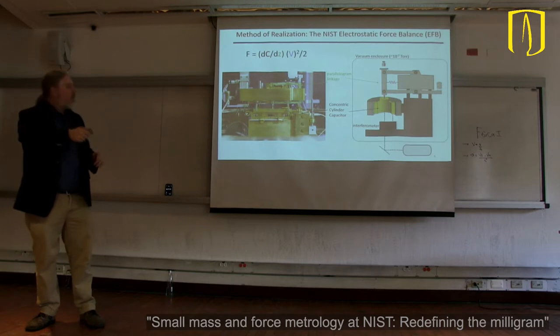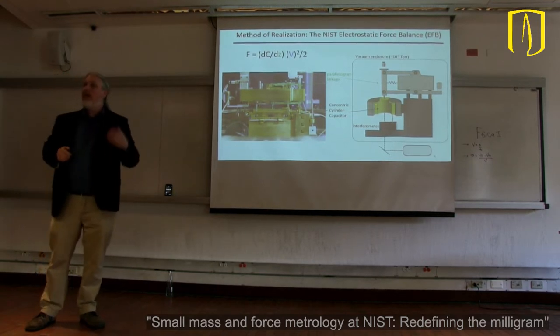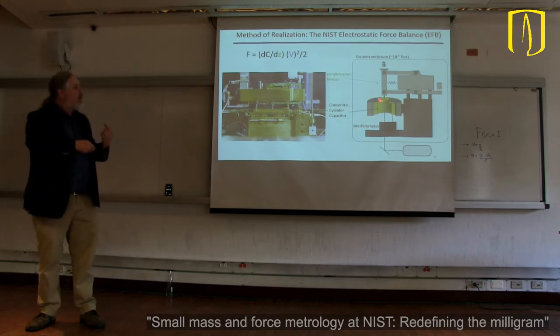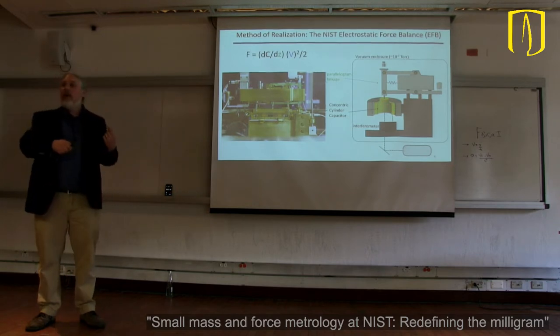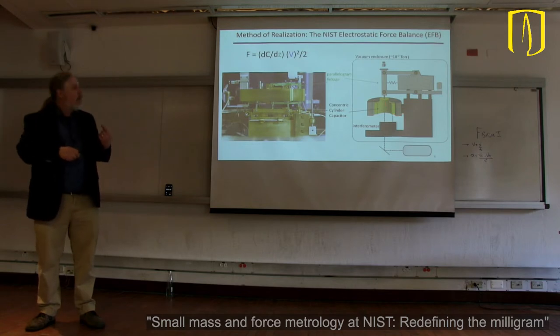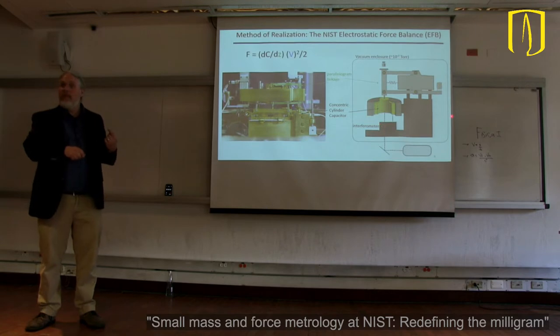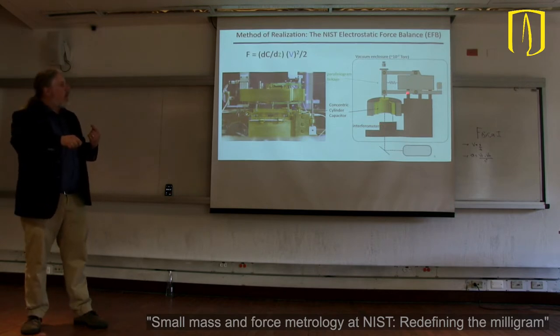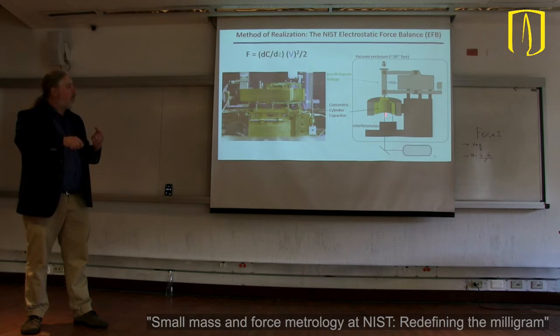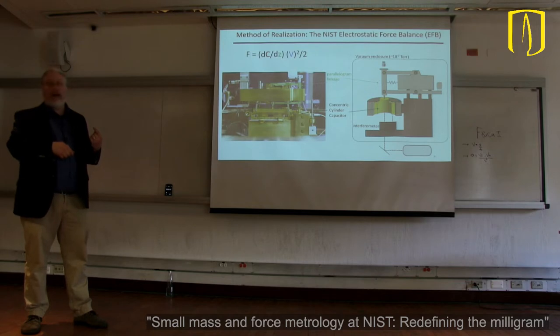This is similar here, except instead of a parallel plate, we have a concentric cylinder capacitor. So we have an inner cylinder and an outer cylinder. And the force is between these two cylinders. And we measure the displacement of the two cylinders with the laser interferometer. And so this is the heart of the system here. We have this capacitor attached to what's called a four-bar linkage here. There are four pivot points and four bars here. And this is designed to move this free end vertically here, to give us a balance mechanism.